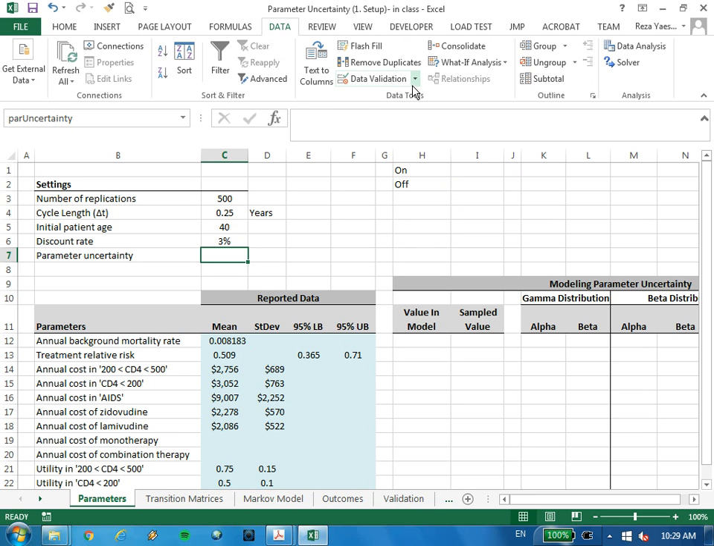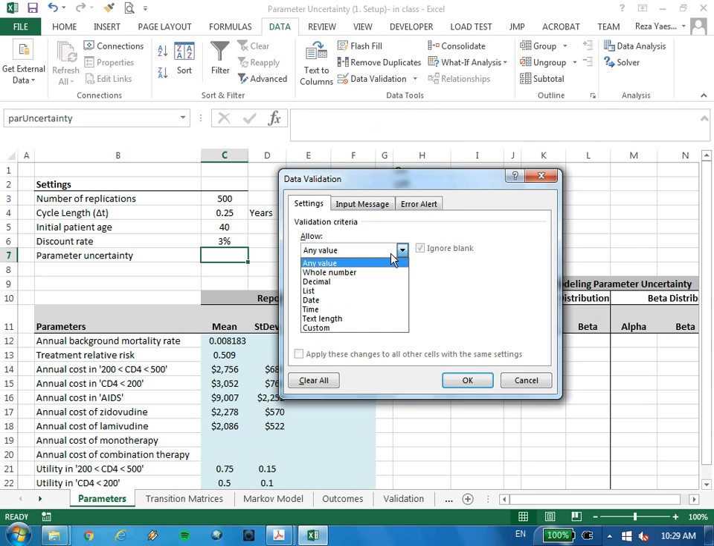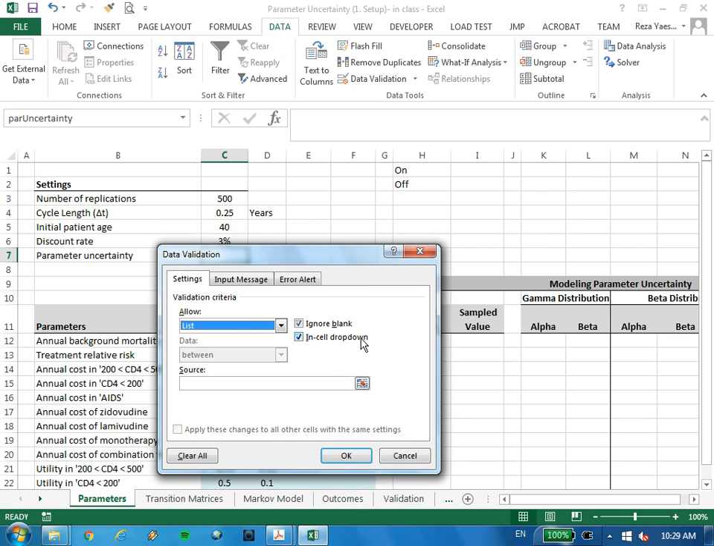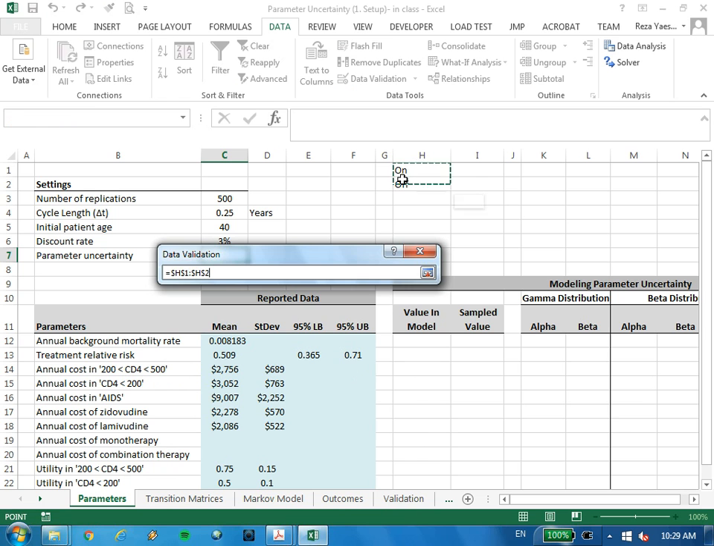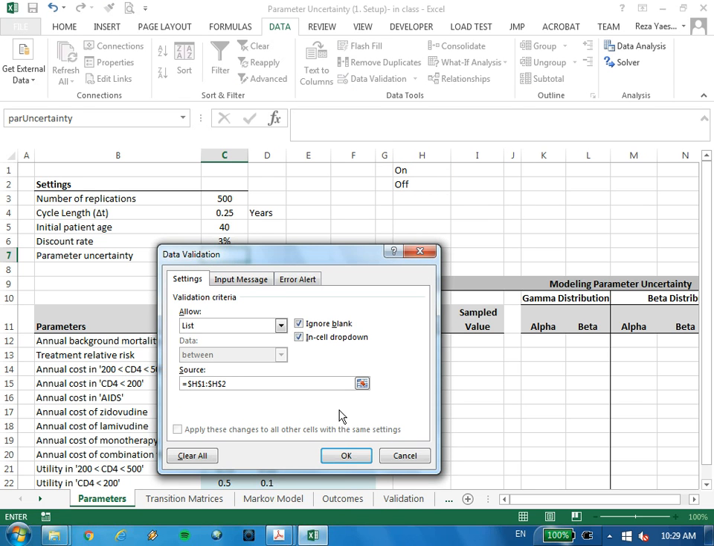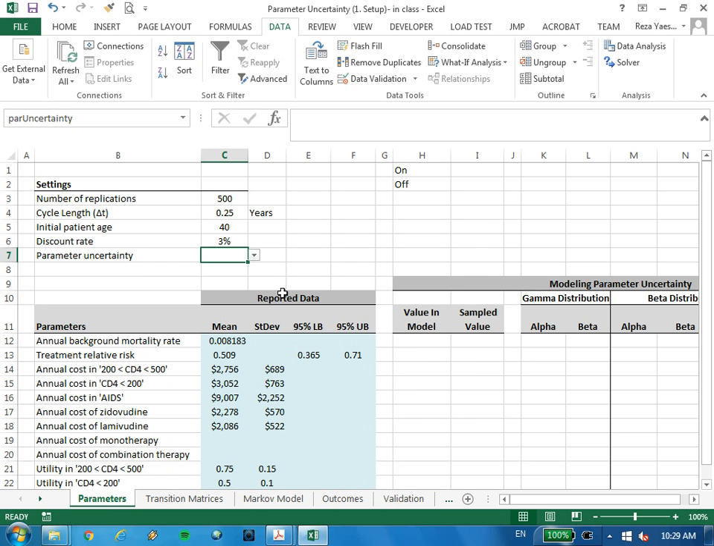So it is under data and then data validation. So here, change the criteria to list, and the source of this list is here. Okay. I can do it again if you think that's useful. So if you do it, then you can pick from on and off for this cell. Okay.